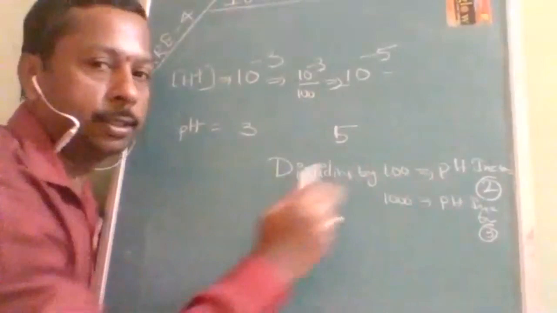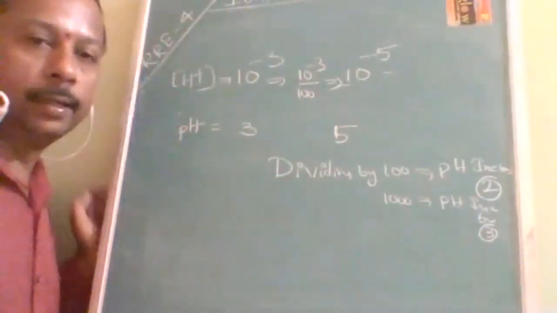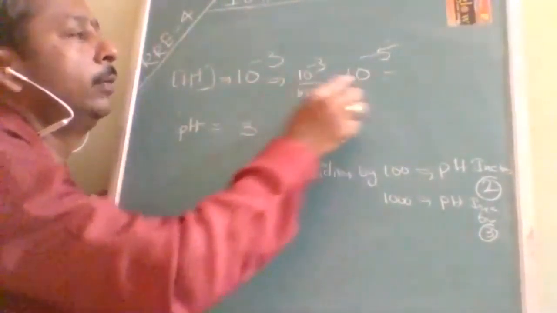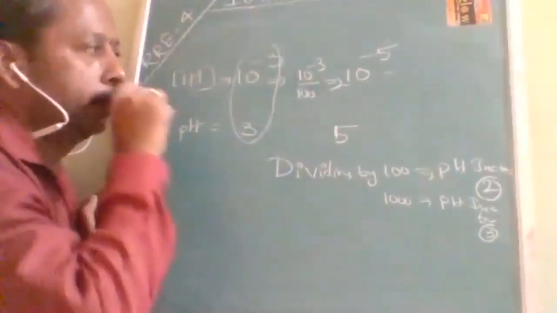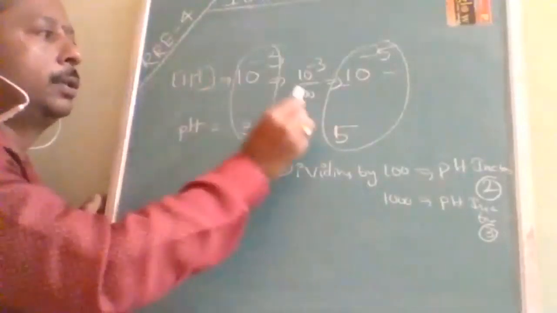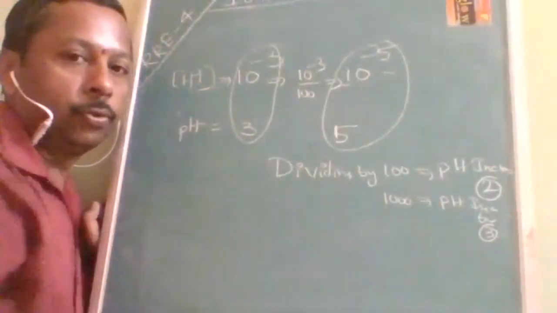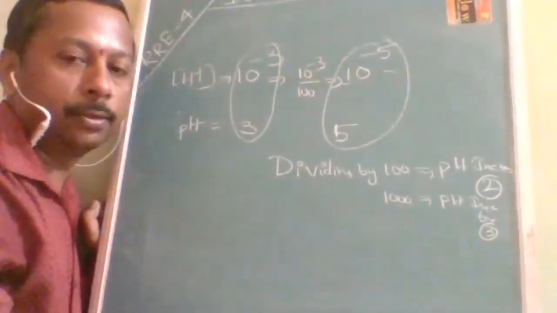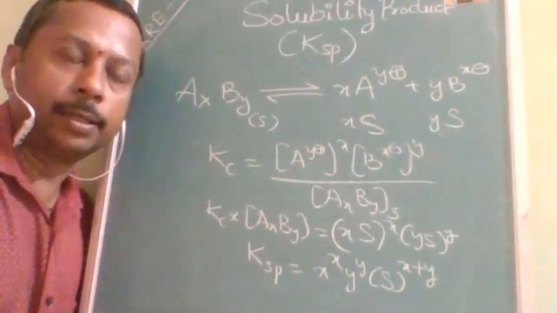Divide will increase and multiply will decrease. So 10 to the power of minus 3 divided by 100, then you will get 10 to the power of minus 5. So initially pH was how much? 3. Now pH is how much? 5. So when concentration is divided by 100, pH is increased by 2. Is it understood? This concept is of a lot of importance.